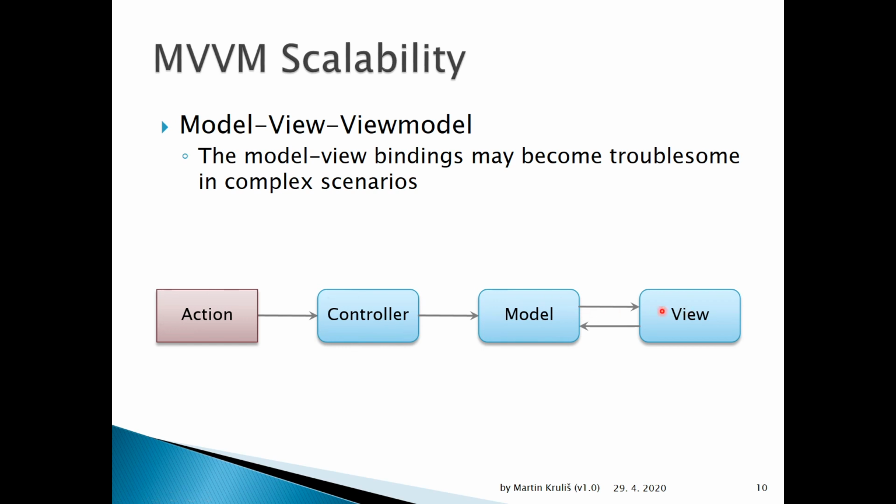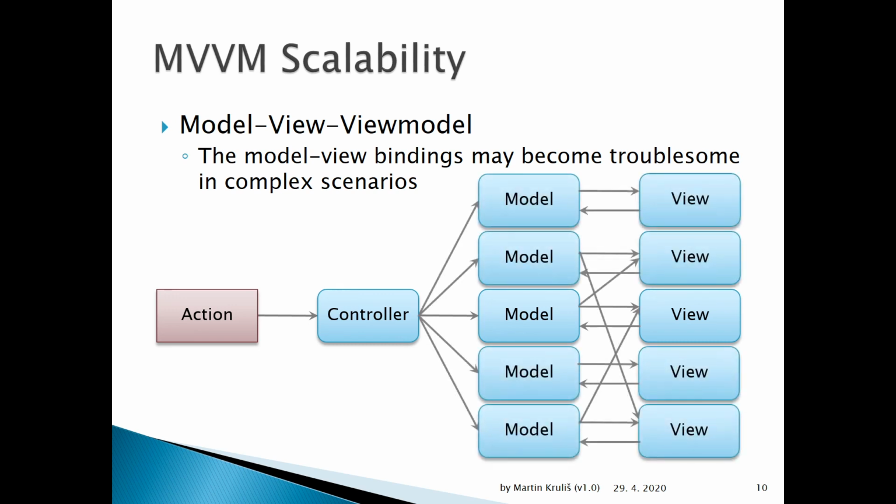And since the model and view are interconnected by bidirectional links, the view is immediately, automatically updated, so the user immediately sees the change in the data, the change in the application state. The trouble comes when we have multiple components on the same page, and each of these components has its own models, view models, and its own views.